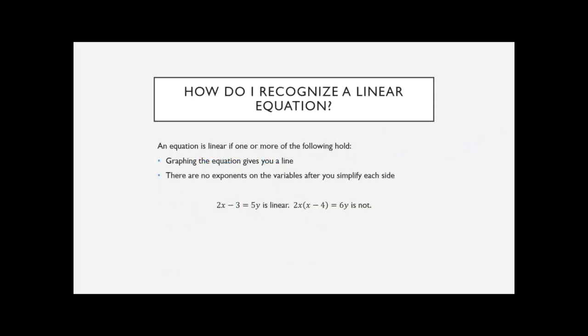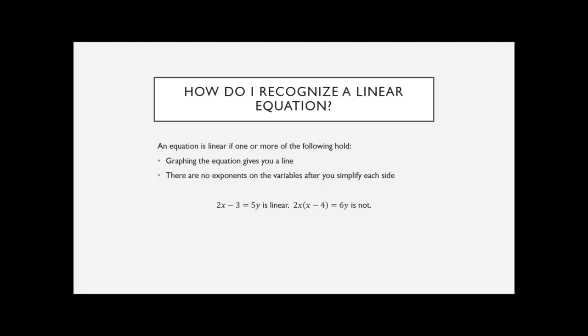So how do you recognize that something is linear? It's linear if one or more of the following hold. If you put it into a graphing calculator, it gives you a line. Okay, it's a linear equation. Obviously, if it's in one of the forms that I put on the previous slide, but you can look at an equation and basically figure it out without even graphing it. And the rule is that there's no exponents on your variables after you do your simplifying.